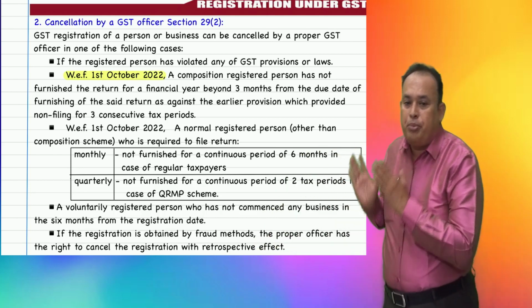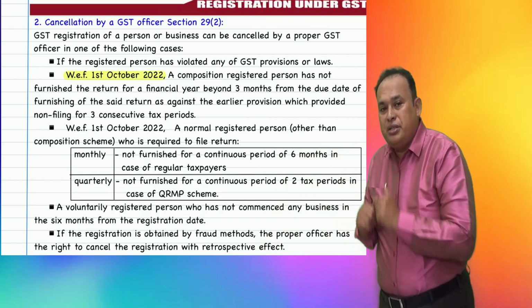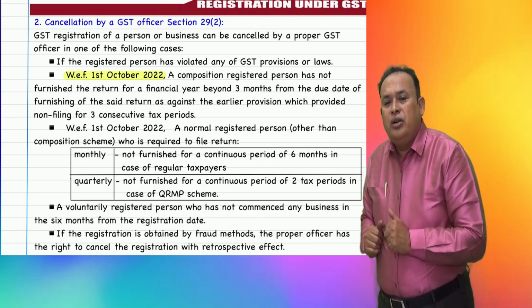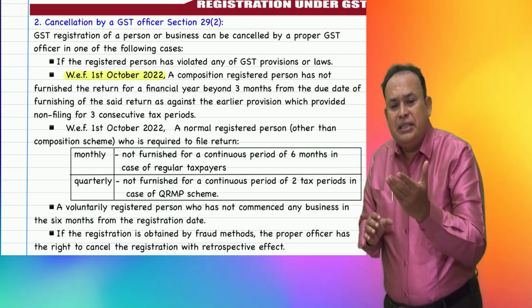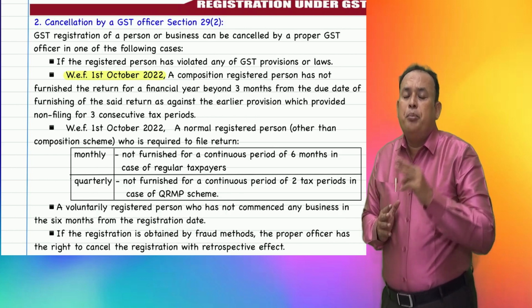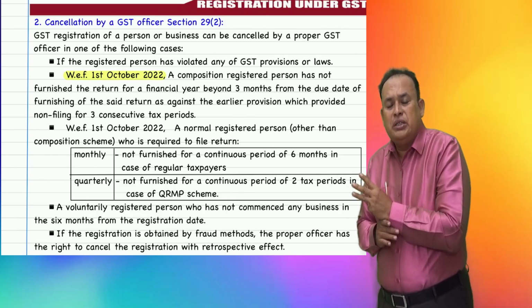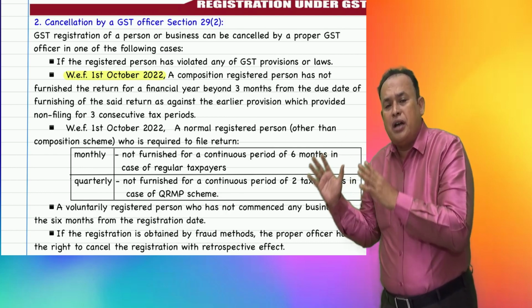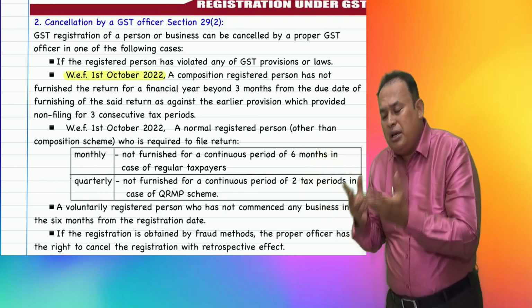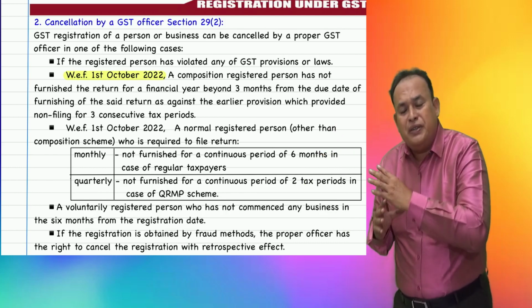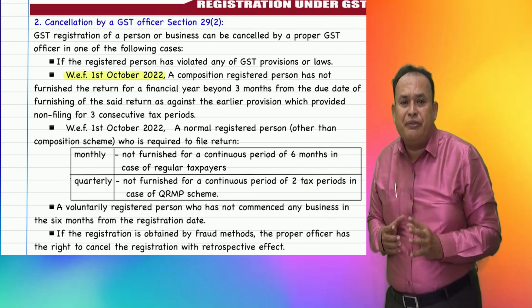This is a very important point, my dear friends. For a composition scheme taxpayer who has not filed the return in a financial year beyond 3 months from the due date of furnishing the said return. In the case of normal taxpayers regularly filing the return monthly, not filing the return for a period of 6 months continuously in a financial year.